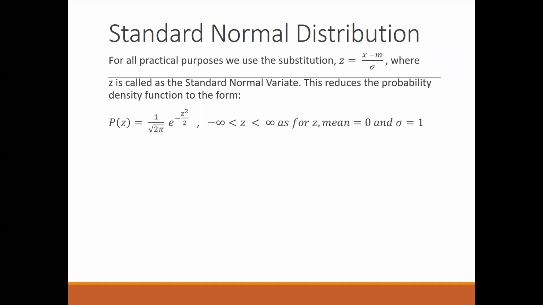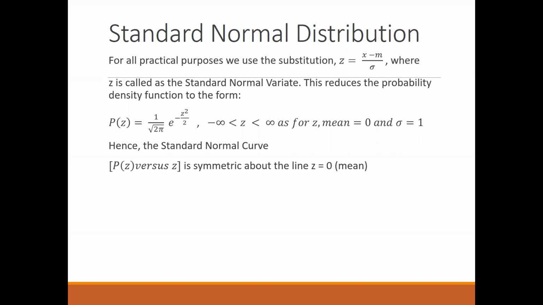Z is nothing but your standard normal variate. The value of the mean is always 0 under the standard normal distribution, and for all the values between minus infinity to plus infinity, the value of standard deviation is 1. So using all these properties and functions, let us take up an example.